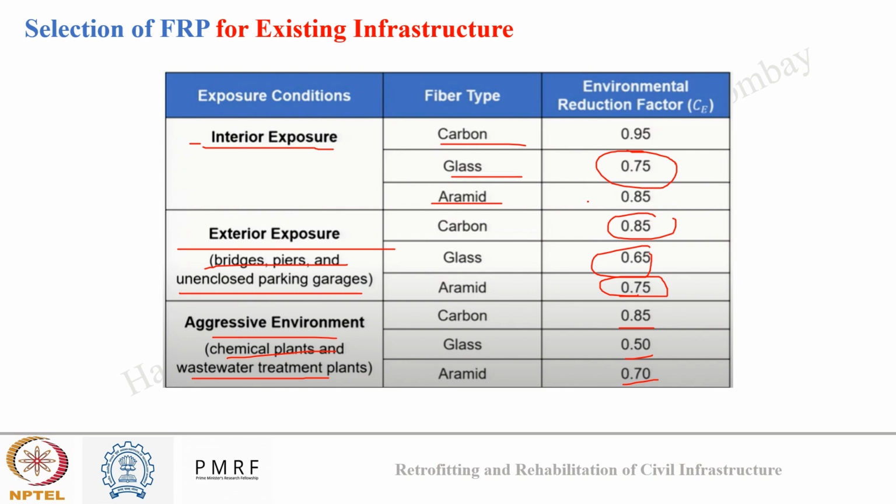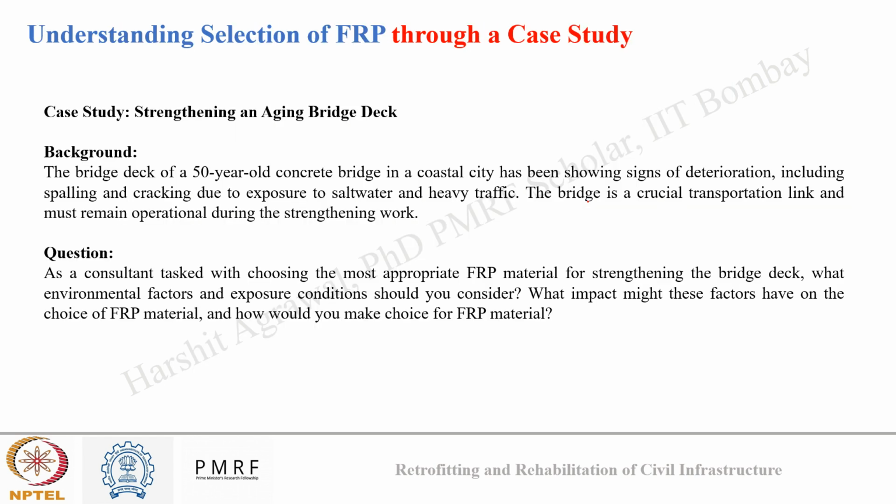Okay, now just to understand how you can decide a particular FRP if some project is given to you, let's see one case study. In this case study, you need to decide which material should be chosen for strengthening. This case study is about strengthening of an aging bridge deck. The background is the bridge deck is a 15-year-old concrete bridge in a coastal city that has been showing signs of deterioration, which includes spalling and cracking due to exposure to salt water and heavy traffic. The bridge is a crucial transportation link and must remain operational during the strengthening work.